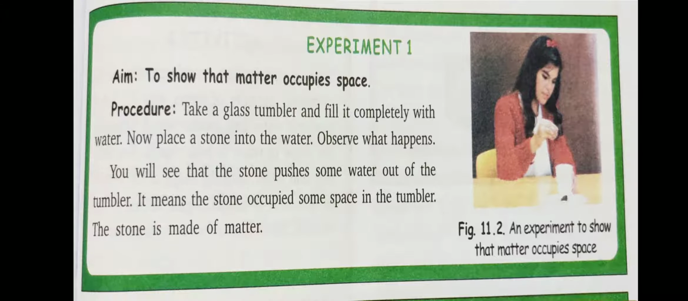Let us take a glass tumbler and fill it completely with water up to the rim. Now, put some small pieces of stone into the tumbler which is filled with water and give an observation. We observe that the stone pieces have pushed the water out of the tumbler. It means that small stone pieces occupied some space in the tumbler, and we know stone is made up of matter. So this experiment shows that matter occupies space.